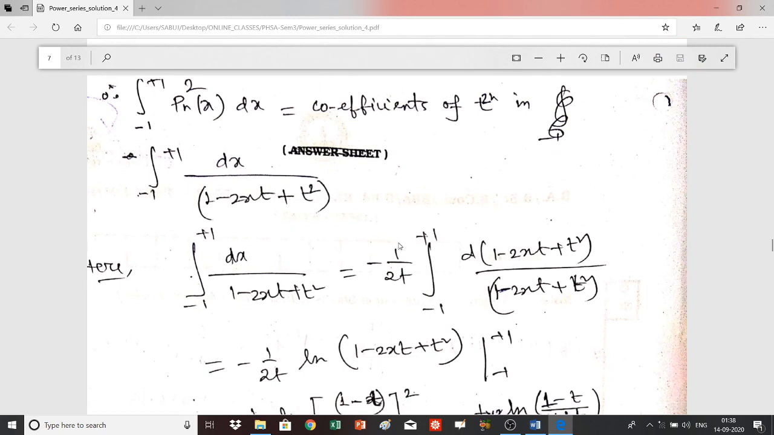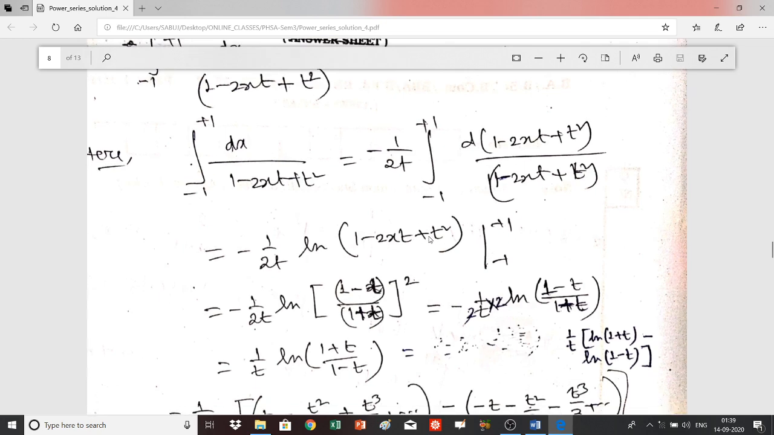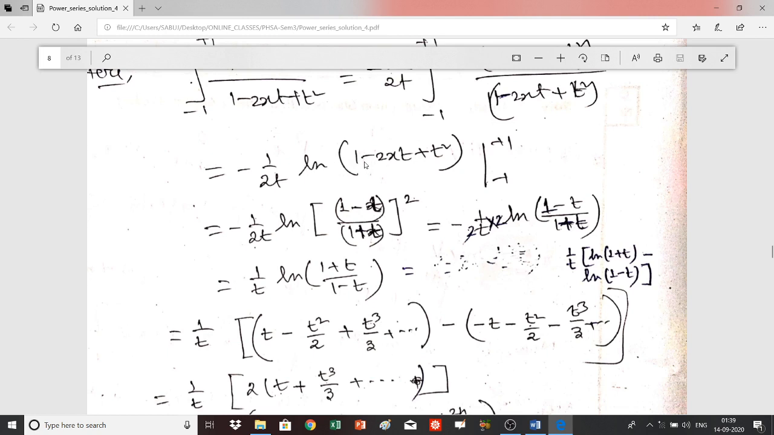So this will give 1 by minus 2t, the integral from minus 1 to plus 1 of d of (1 minus 2xt plus t squared) by (1 minus 2xt plus t squared). So after this, if you take it as z, dz is here and z is here, so dz by z is equal to log z. So that is written here, log (1 minus 2xt plus t squared) from minus 1 to plus 1, and for plus 1 it is 1 minus 2t plus t squared, that is (1 minus t) whole square, and minus 1 will give you 1 plus 2t plus t squared, that is (1 plus t) whole square.